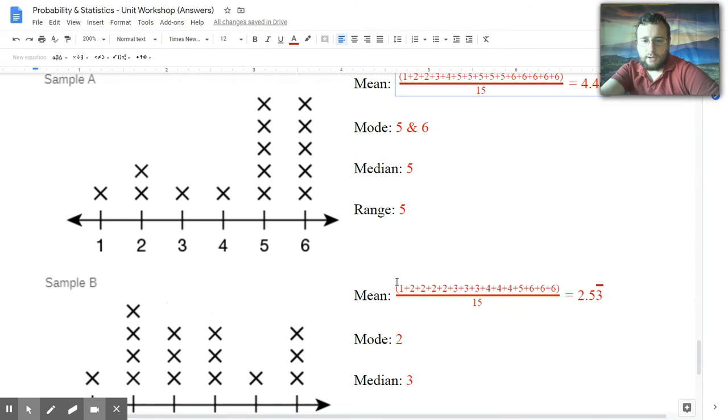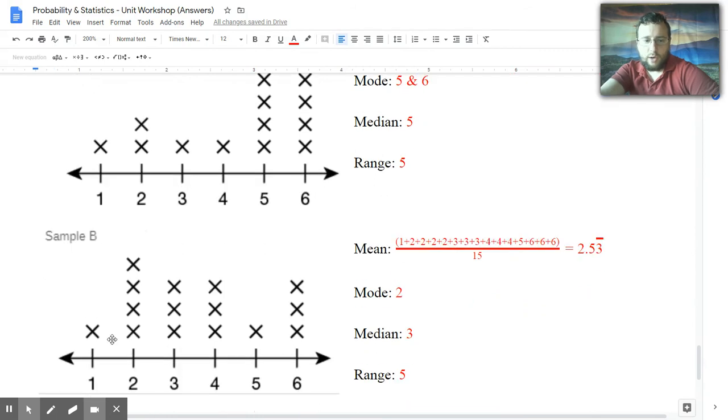Now, if you look at the mean, you're just going to do 1 1, 4 2s, 3 3s, 3 4s, and then 1 5, and then 6 6s. Add them all up together, divide by 15, you get 2.53. So yeah, a much lower average due to the fact that there are a lot of concentrated scores in the lower range. The most common score is also a 2 because it happens 4 times, more than any other tallest stack.